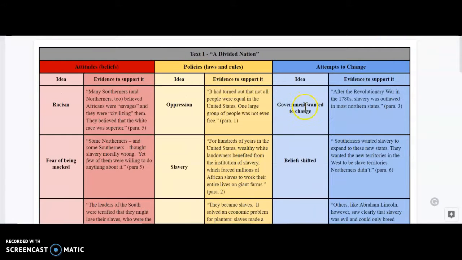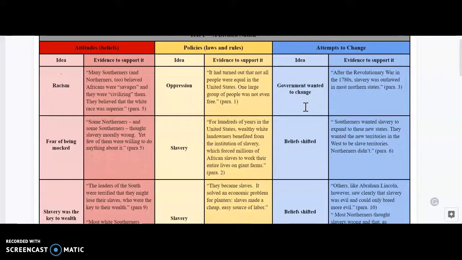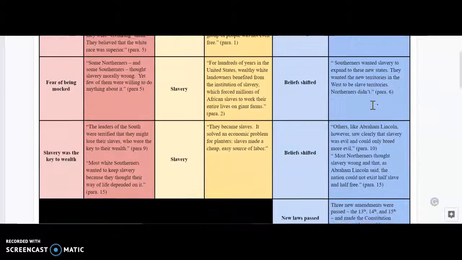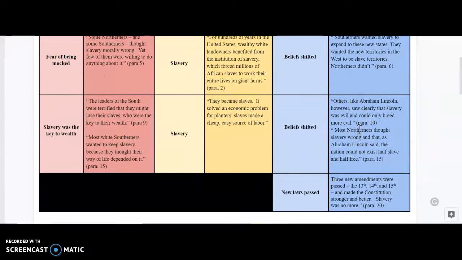If we go over to attempts to change, we annotated government wanted to change. After the Revolutionary War, slavery was outlawed in most northern states. We found that in paragraph 3. We annotated ideas that showed that beliefs were shifting. Southerners wanted to expand slavery, however, the North did not. It's paragraph 6. We also see more beliefs shifting in paragraph 10 and paragraph 15.